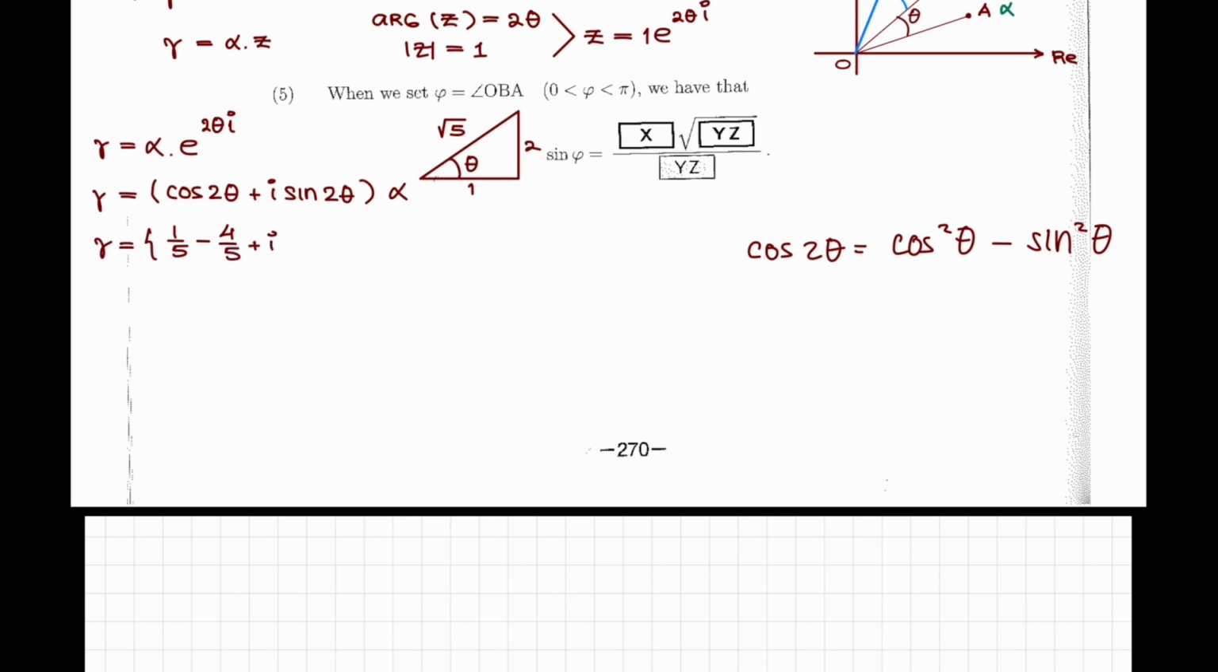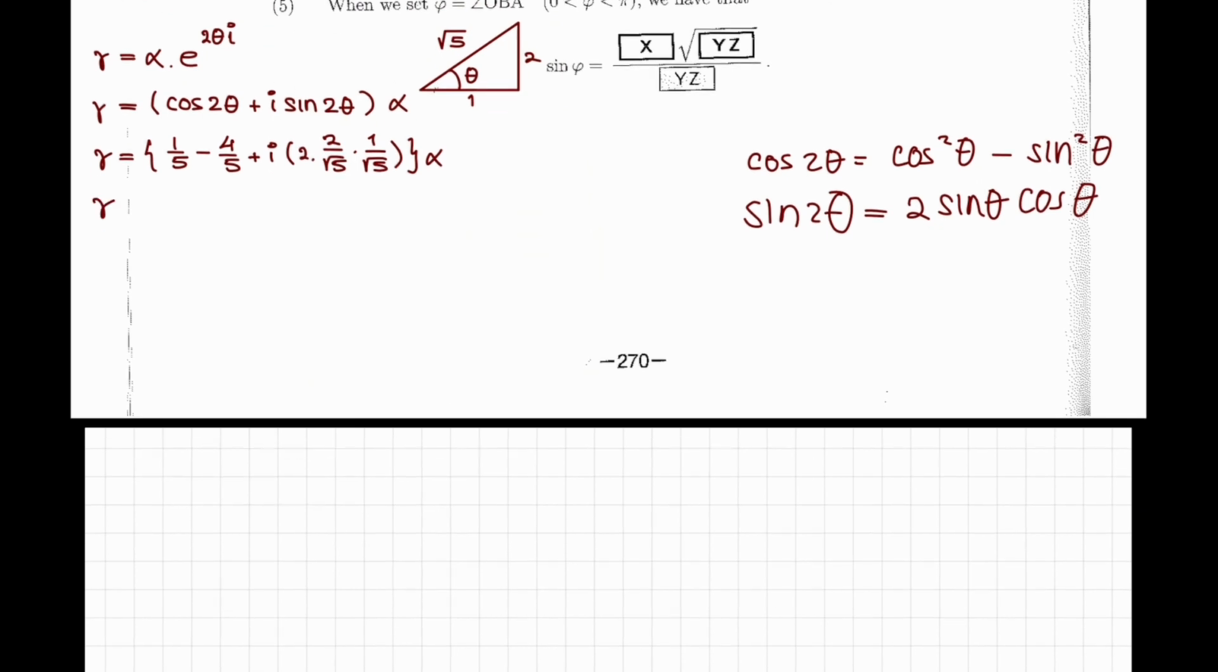And then plus i sine 2 theta. Once again, by using a trigonometric identity, sine 2 theta is equal to 2 sine theta cos theta. That means sine 2 theta, I can convert into 2 times sine theta, 2 over square root of 5, times cos theta, which is 1 over square root of 5, times alpha. By simplifying this expression, I think I will get the complex number gamma.